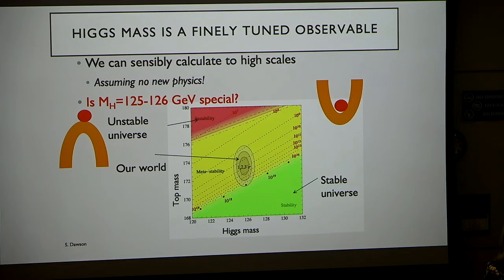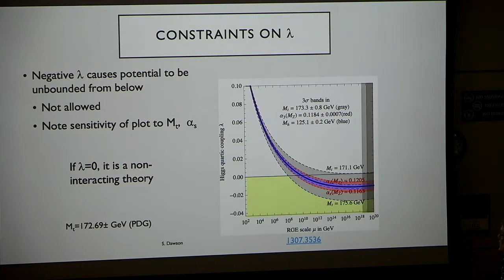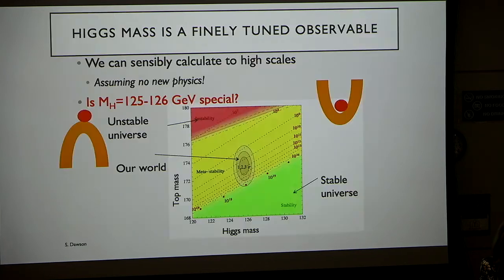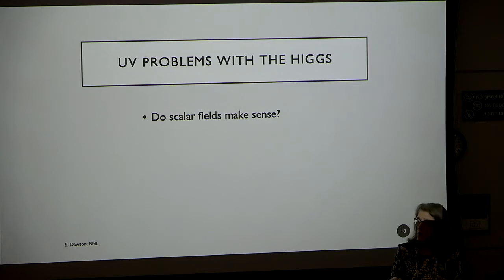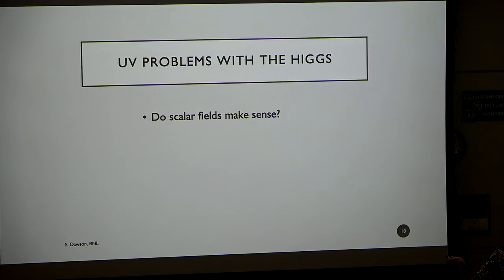Yes? How do you actually calculate this plot? Oh, okay. So you would say that here you would be unstable because the potential is turning over, for example. Sorry, how are you defining metastable? Well, what that means is that you're not in the true vacuum of the theory. But the lifetime before I tunnel out of this vacuum to the true vacuum is longer than the age of the universe. Okay.